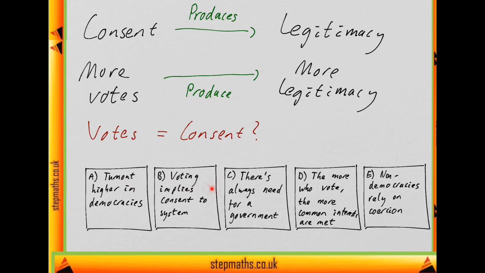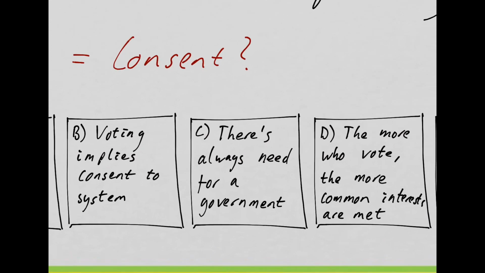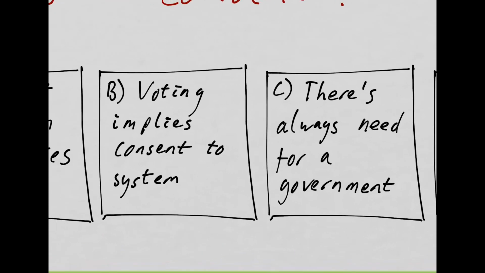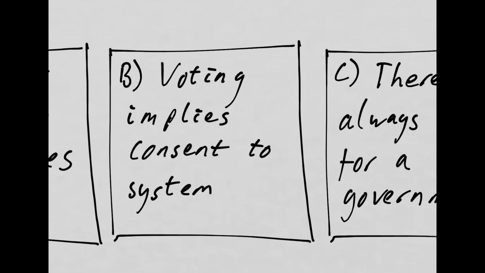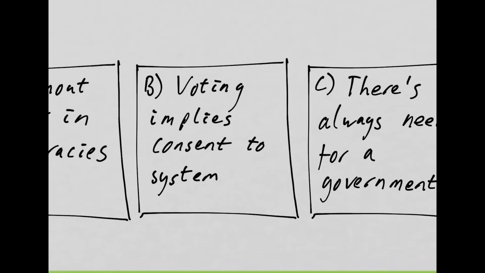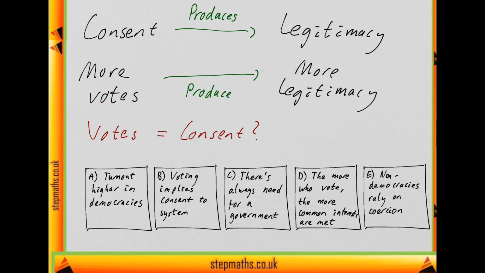And in fact, if we look at our options A, B, C, D, E, and we look at B, B says that voting in elections implies consent to the political system. And that is what the writer seems to be assuming. So that looks like it's going to be the answer.